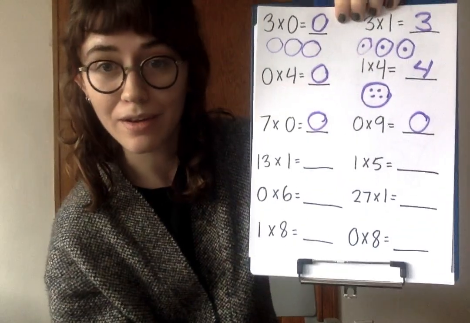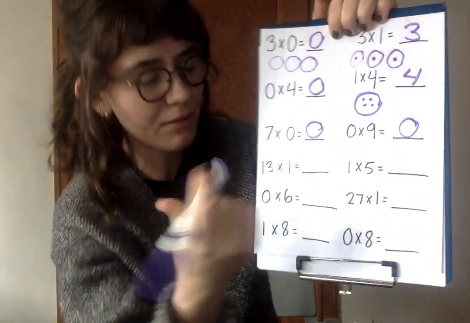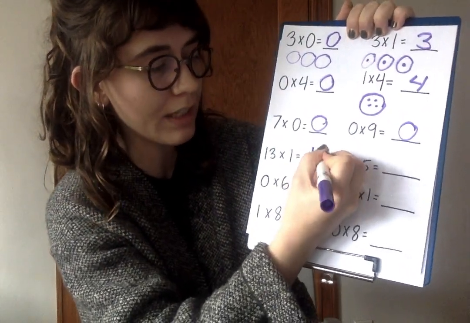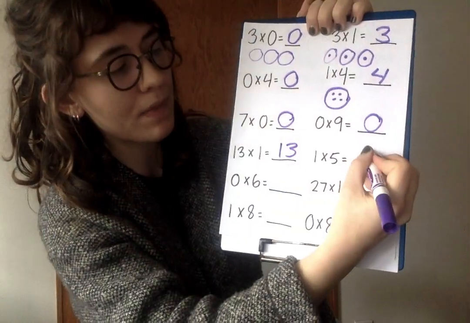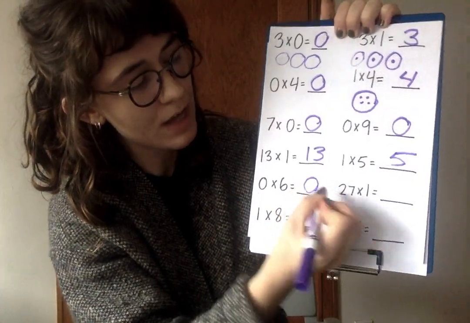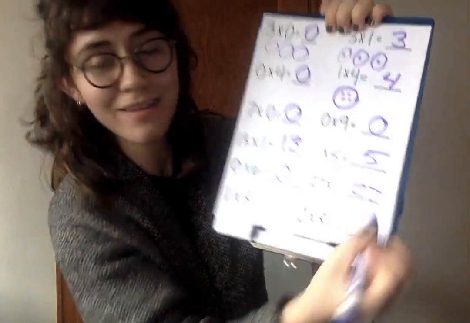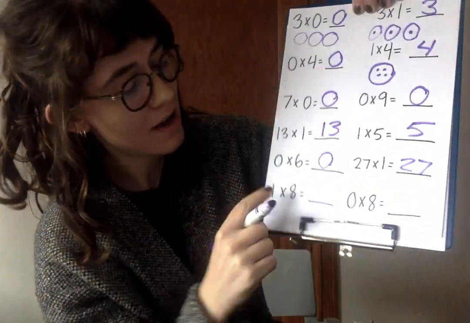13 times 1, ooh, that's tricky. I could draw it out, but I know anything times 1 just is itself. So 13 times 1 is 13. 1 times 5, same thing, is 5. 0 times 6 is 0. And 27 times 1 is 27. That big number didn't trick me at all.